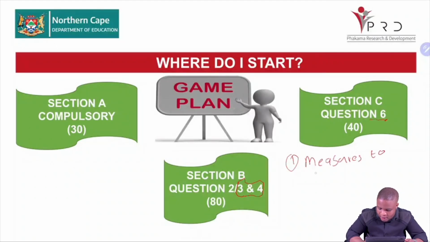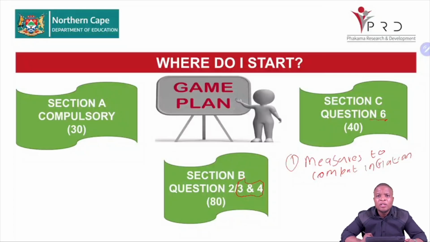to combat inflation. This can never change. If it's measures to combat inflation, you're looking at monetary policy, fiscal policy, and other measures. They can ask you number 2, discuss in details international problems and measures.